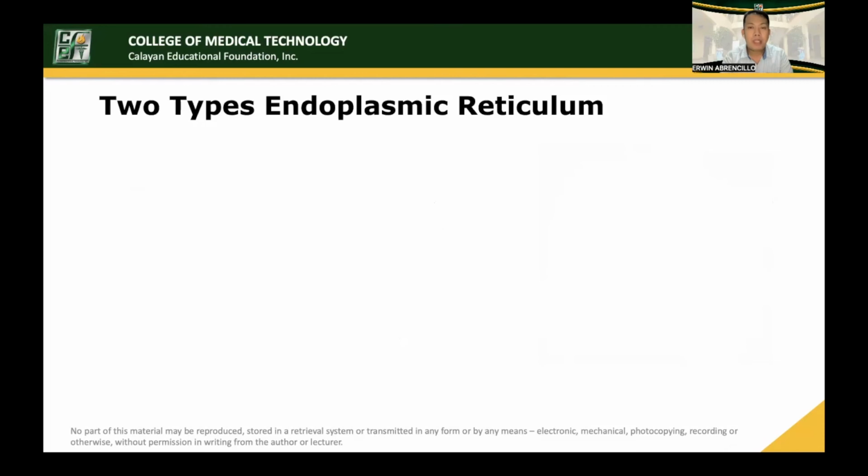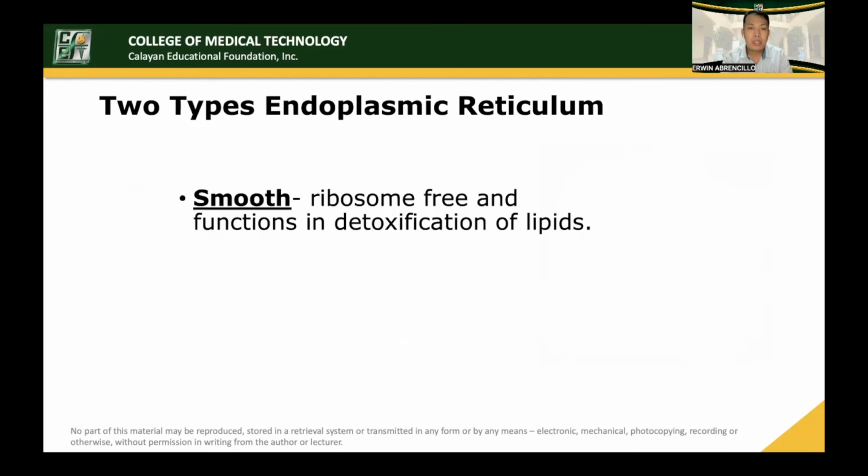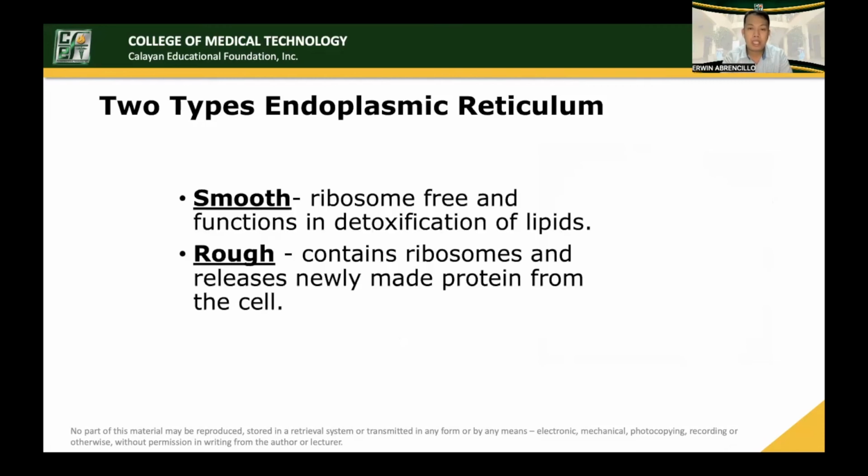There are two types of endoplasmic reticulum, the smooth and the rough endoplasmic reticulum. Of course, this is very basic. The smooth ER does not contain ribosomes, while the rough ER contains ribosomes.